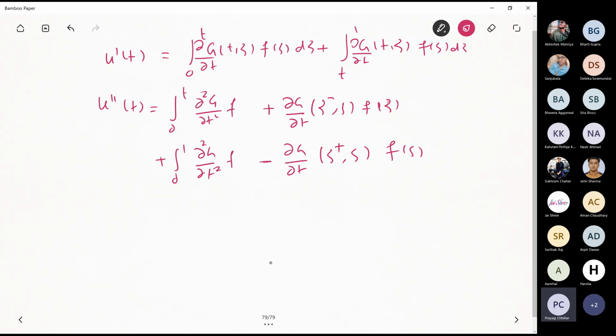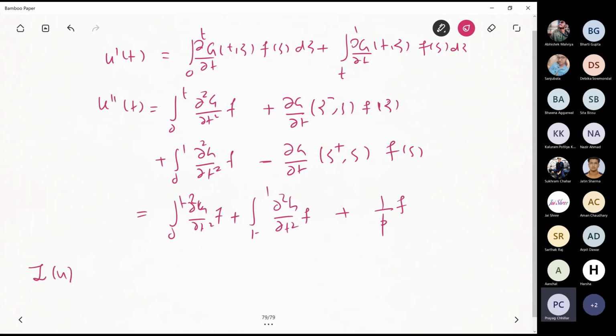So this is what we are assuming as the jump. This is going to be the first two terms, the integral from 0 to t of dou squared G by dou t squared times f plus the integral from t to 1 of dou squared G by dou t squared times f, plus the jump, that is going to be 1 by p times f. Okay, so this is what we have. The jump condition, we assume, equals f times 1 by p. So now you apply the L u.